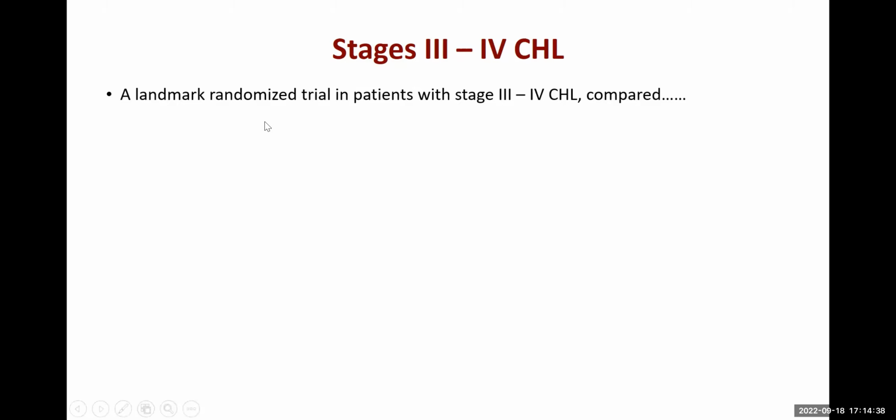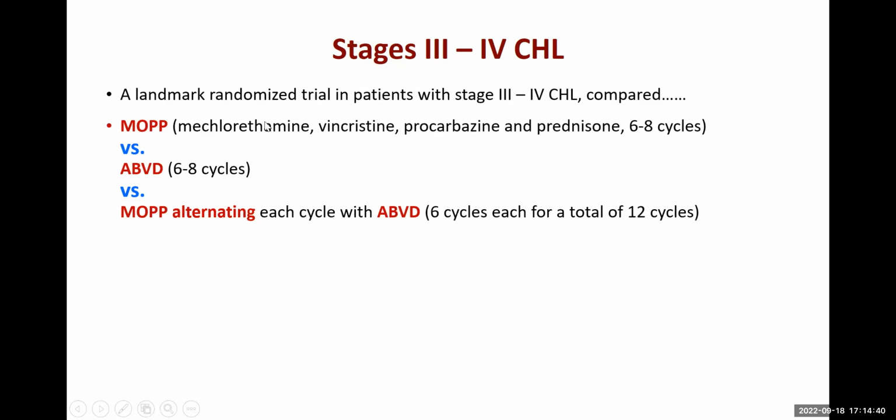And there is a landmark randomized controlled trial which has compared these three: MOP regimen, ABVD regimen, and MOP alternating with ABVD. 6 cycles, which means here you give only MOP regimen for 6 to 8 cycles, right? Whatever the protocol, whichever dates you give. ABVD 6 to 8 cycles. This one is a little bit different because you give 1 cycle of MOP regimen, 2nd cycle of ABVD regimen, then 3rd cycle of MOP regimen, and 4th cycle of ABVD regimen, and so on.